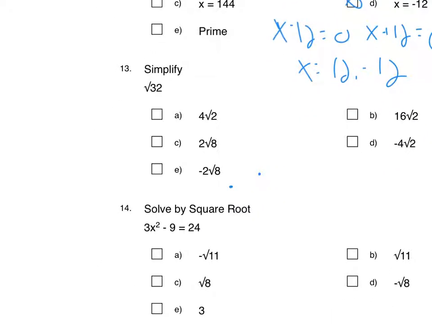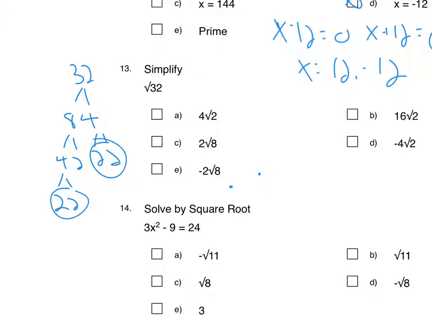Hey, 13, another just simplify. So we break down the 32, which breaks down to 8 and 4. 8 breaks down to 4 and 2. 4 is 2 and 2. So I have two different groups of 2. So 2 times 2, and then square root 2, which is A, 4 root 2.